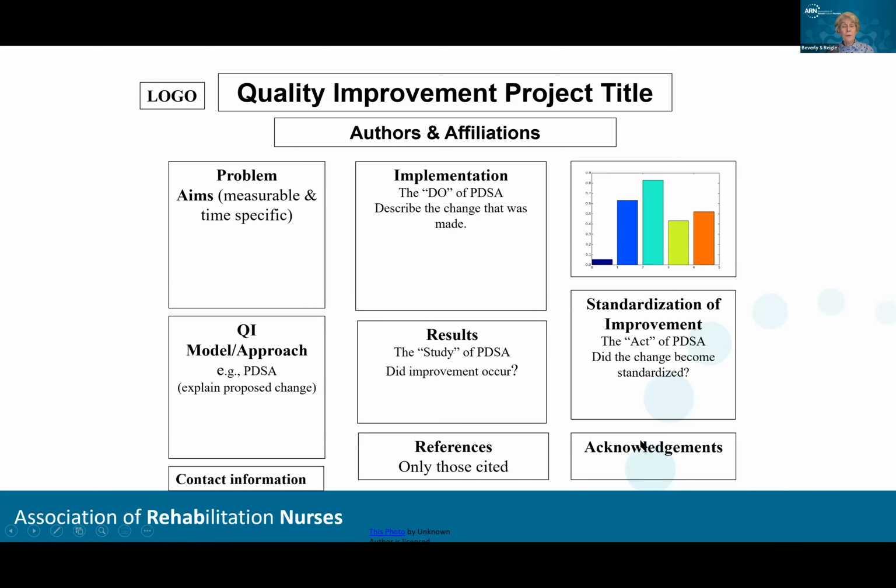Your quality improvement project is pretty much laid out the same way. Logo of the healthcare institution should be included. The title, much like the research title, has to be enticing to them. It should be cogent. It should have what you found, if you can do that. Very just key information. Authors and affiliations, same thing. Coordinator, co-coordinators, it should be limited to them. In your problem, so here we've got the heading of problem and aims. And again, we talked about aims being measurable and time specific.